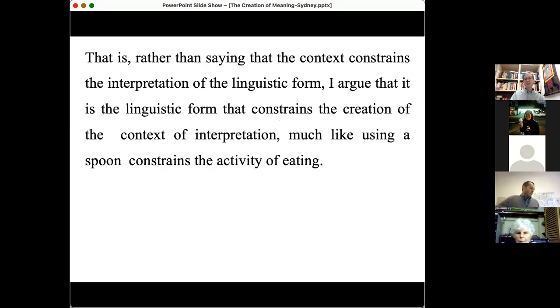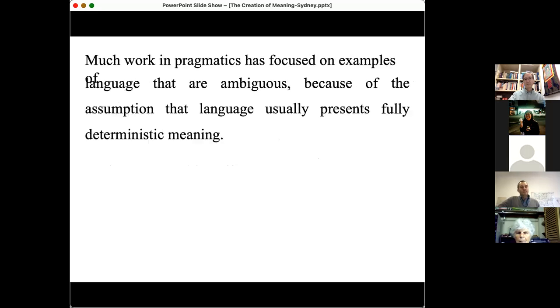That is, rather than saying that the context constrains the interpretation of linguistic form, I argue that it's the linguistic form that constrains the creation of the context of interpretation, much like using a spoon constrains the activity of eating.